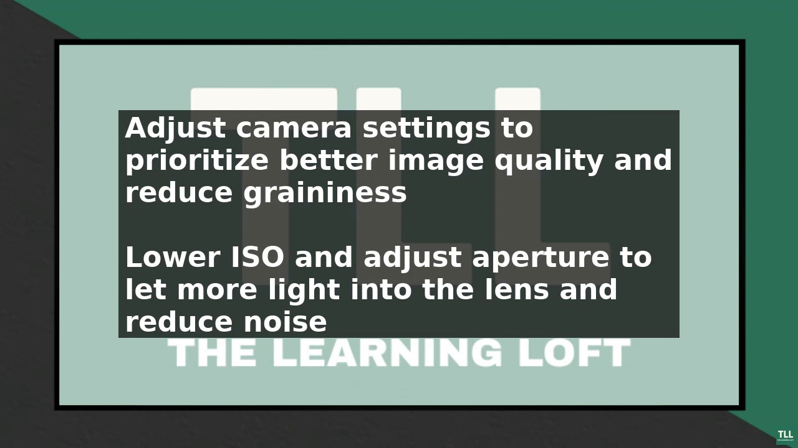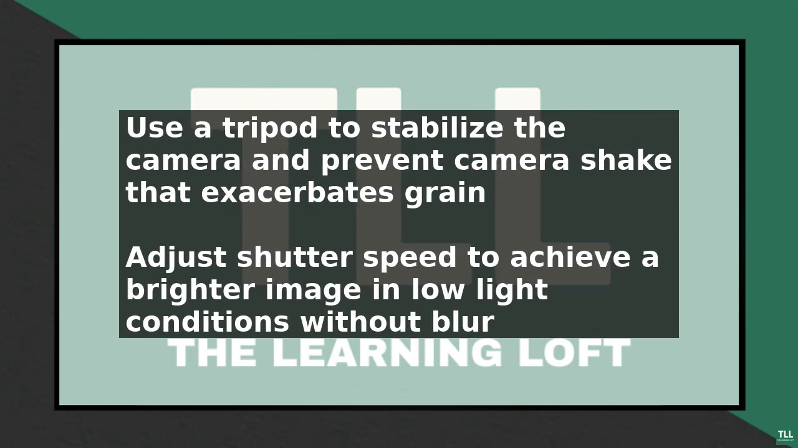Begin by lowering the ISO, as higher ISOs introduce more noise into your images. Next, adjust the aperture to let more light into the lens, which will also help reduce grain.